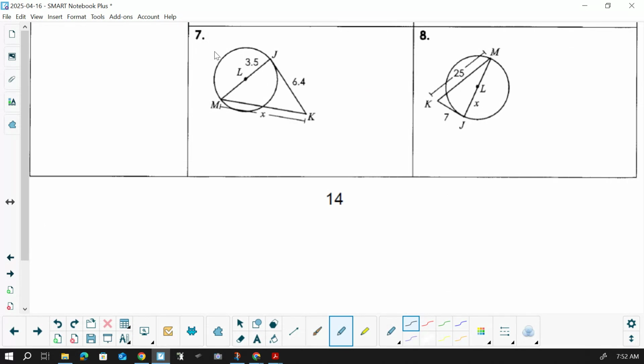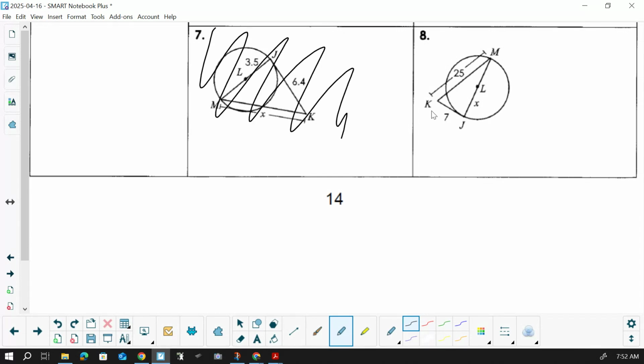All right, let's skip this one. I'm not going to make you do this one with decimals. Okay. And let's skip this one. No, we'll go ahead and do this one. No, we won't. Yeah, we will. No, we won't. Let's do it.